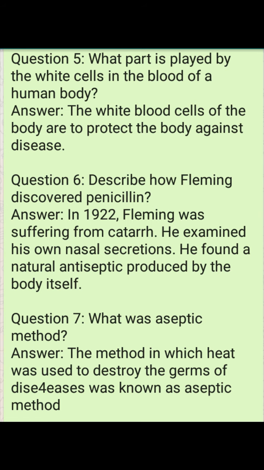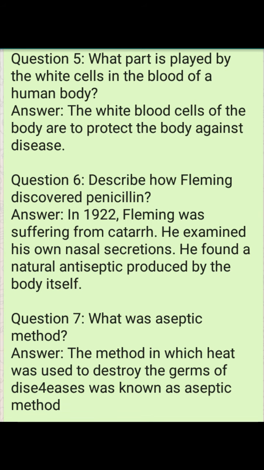Question number 6. Describe how Fleming discovered penicillin. We have studied that he was making some experiments. He was growing colonies of germs on the culture plates. A mold spore came through the window and dropped on those culture plates. This thing began to grow and the germs of disease began to weaken, and he named it penicillin.